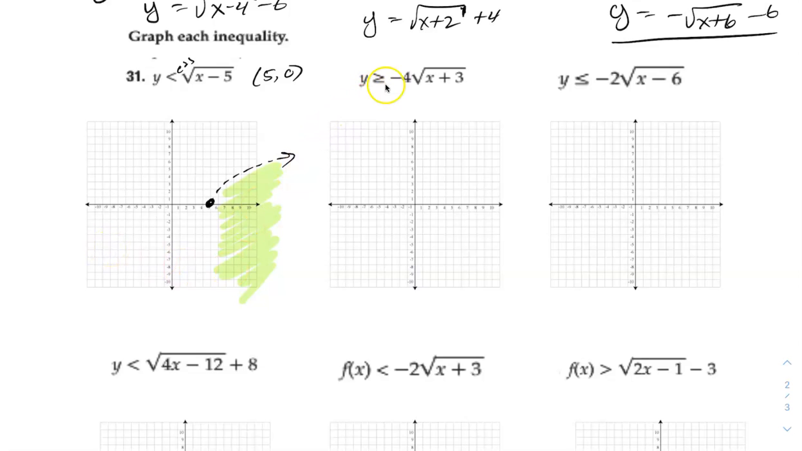Next one, greater than or equal to, so you got to actually fill it in. Where did we start? We started -3 and 0, right? Inside opposite, nothing outside. So let's start -3, 0. Notice this one has a negative on the outside. It's like a flip, right? And there's a stretch. So it's like our slope. We're going to go down 4 over 1.